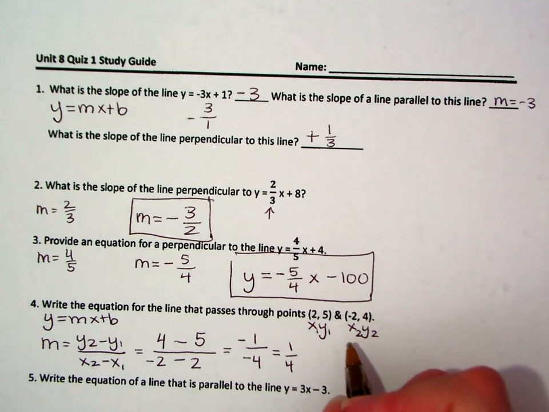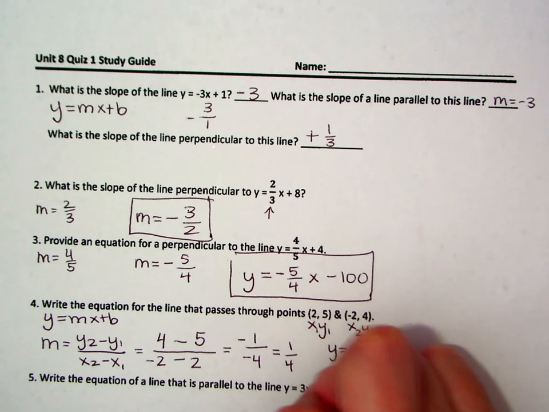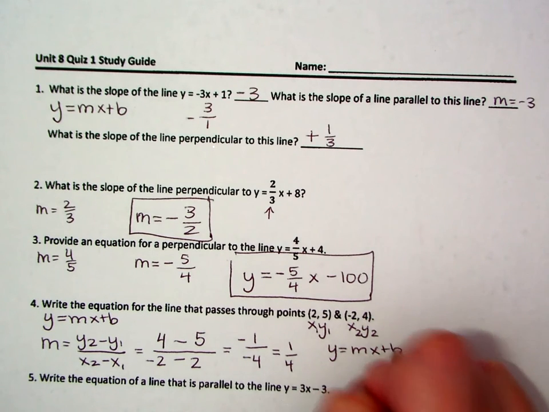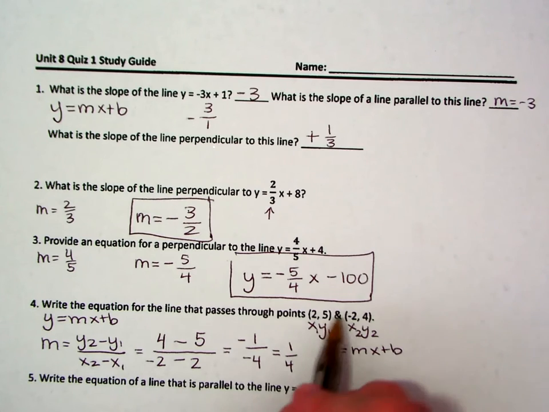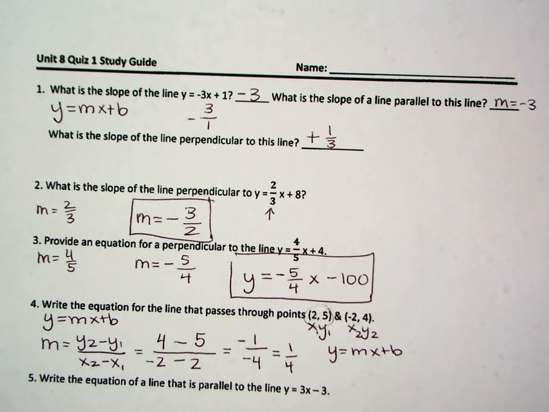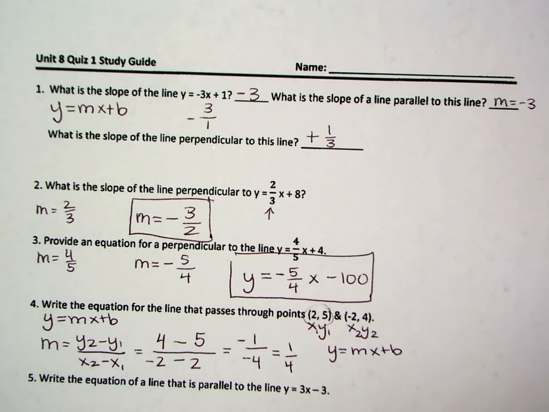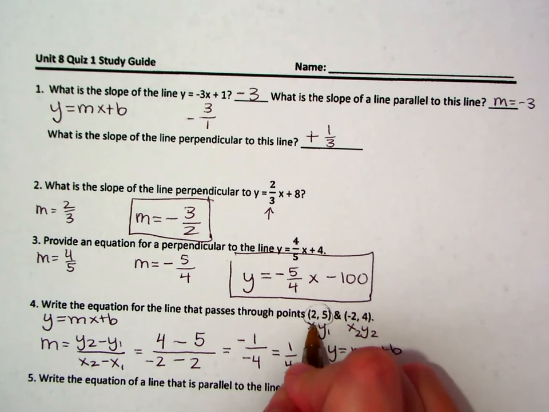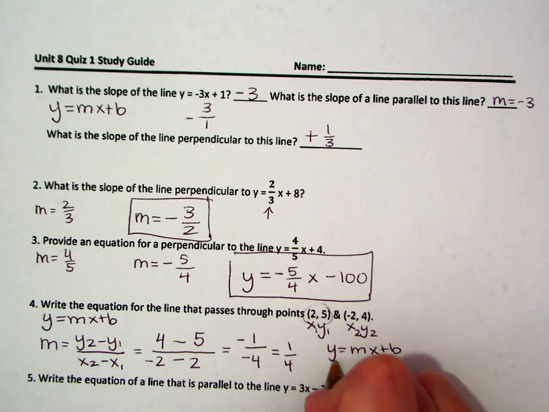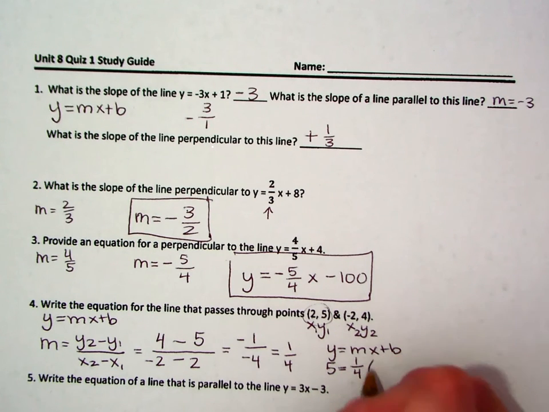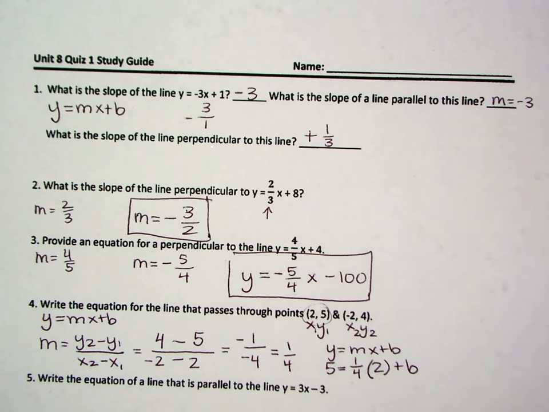Now, to get the b, we need to go back to y equals mx plus b, and we need to just pick one of these points. I'm going to pick the one that's positive just because it's easier to work with, but you can actually work with either ordered pair. So I'm going to go ahead and say that my x is 2, my y is 5. So if my y is 5, I just found my slope to be 1/4 times my x, which in this point is going to be 2, plus b. Now all I have to do is solve for b.